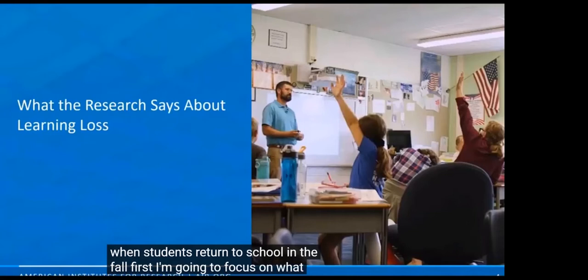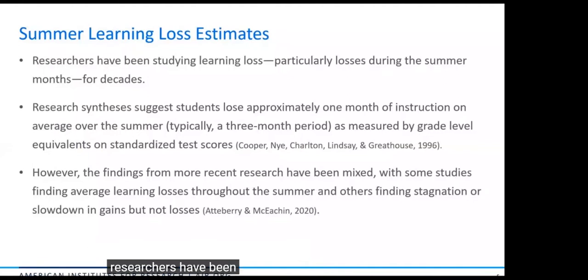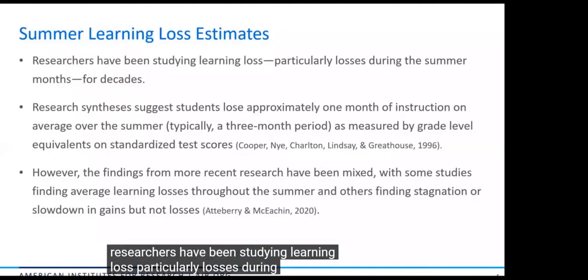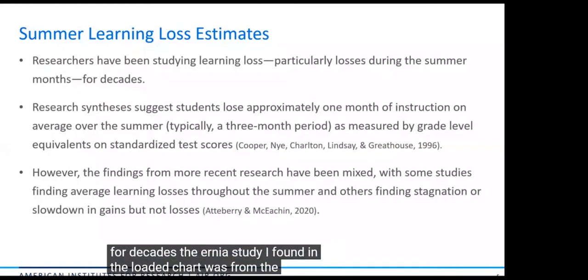First, I'm going to focus on what the research says about learning loss. Researchers have been studying learning loss, particularly losses during the summer months, for decades. The earliest study I found in the literature was from the 1970s. A frequently cited research synthesis published in 1996 found that students lose approximately 1 month of instruction on average over the summer. Findings from more recent research studies have been more mixed. Some studies have found average learning losses throughout the summer, and others have found more stagnation or slowdown in gains, but not losses.